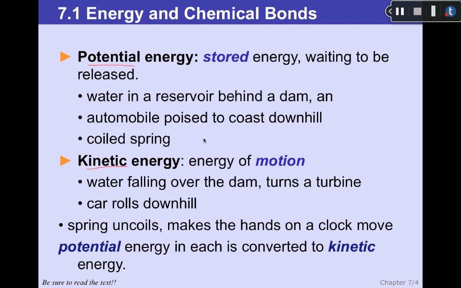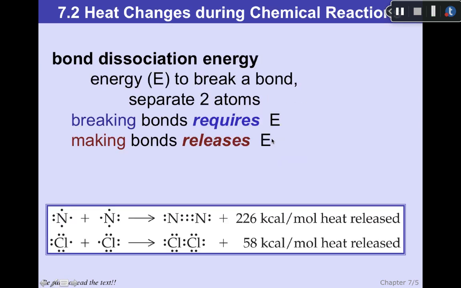Kinetic energy is energy of motion, and anything that is in motion has kinetic energy. And so water falling over the dam after it's been released from its potential energy status, turning a turbine, which has motion, and a car rolling downhill, all those things have kinetic energy. So springs uncoiling also have potential energy, and molecules in motion have kinetic energy. So we'll talk more about kinetic energy as we move along in this chapter. Those are just terms to know.